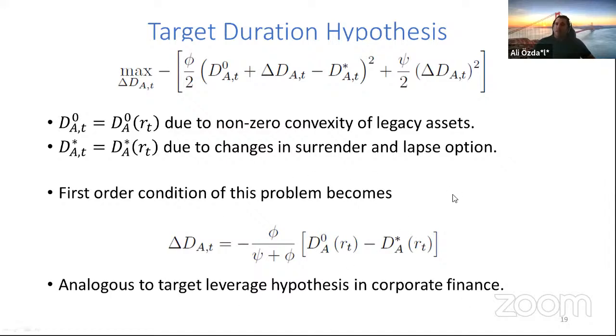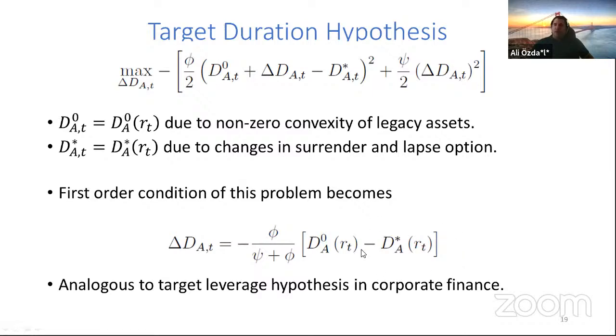Basically, this is the first order condition of the problem. And this term here, the legacy duration of the assets, we can directly calculate it. It will be a function of the interest rate, but for the purposes of the regressions, we don't need to worry about that because we can directly calculate it from the data. Because we have the exact holdings of the assets of the insurance companies from the last quarter, you can calculate the exact duration of the assets of the insurance companies if they didn't change anything in their portfolio. All right.